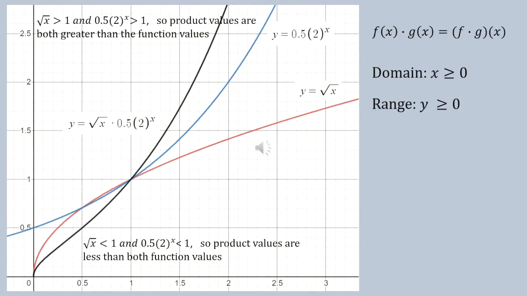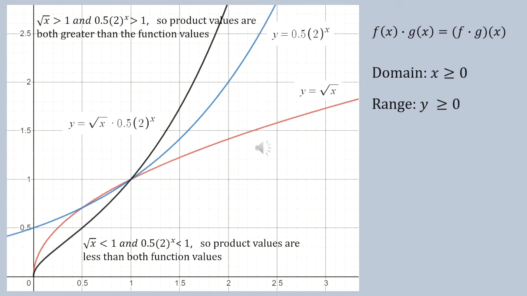You can also multiply functions. We're still working with the square root of x and the exponential function 0.5 times 2 to the x. Notice the notation. There are different notations on how to express that you're multiplying functions together. Here, when both functions were less than 1, notice that the resulting product is a value that's lower than both of the original function values because you're multiplying by something less than 1.